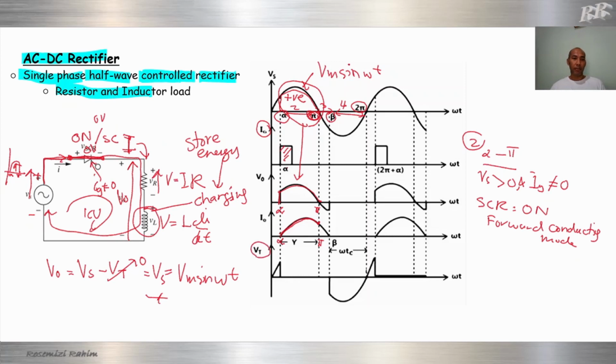How about the thyristor voltage? We know that during on condition, the thyristor voltage equal to 0. From alpha to pi, the thyristor voltage will be 0 volt, in on state, or sometimes you call it short circuit forward conducting mode. Okay, that one is during second region. Now is the third section. Let me erase first.